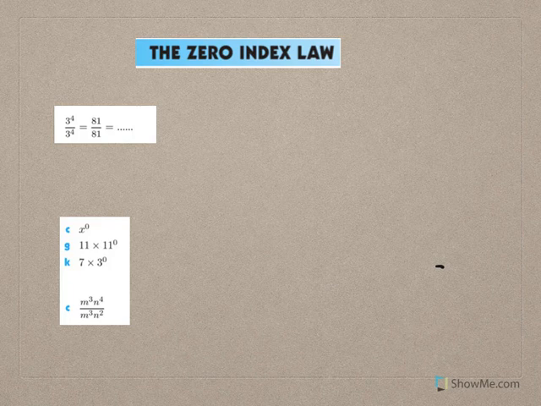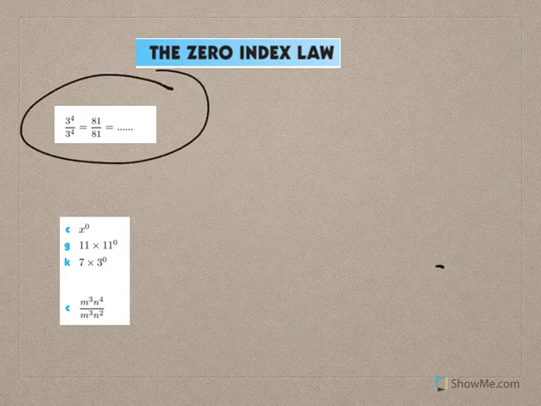All right, let's have a look at the zero index law. Again, we've kind of gone over this, so this is a tutorial just to help you review. What does it mean? Well, we break it down. Here we have this example, okay? 3 to the power of 4 over 3 to the power of 4.